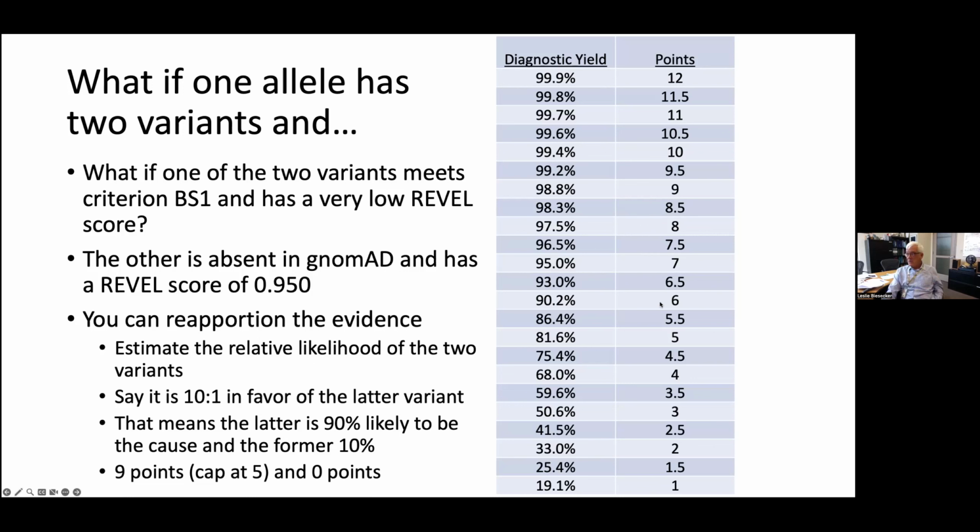You look up 90%, right, which is 5.5 points. And the 10% isn't even on the table, it gets a 0. So you end up with the latter variant, the one that is absent in gnomAD and has a high REVEL score, at 90% likely. Oh, I looked that up wrong. 90% likely is 9 points, pardon me, because that's between 99.2 and 98.8. It's 9 points. But of course, we cap it at 5. So that one gets 5, the other one gets 0.